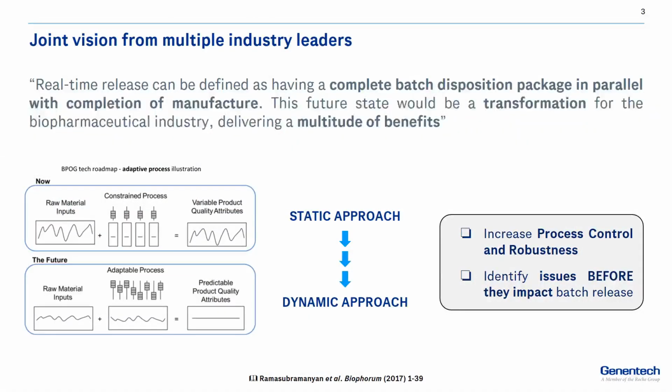This vision is a joint vision for multiple industry leaders. The goal is to implement the infrastructure that can allow to have a complete batch disposition package. For that, we will have to move from a static approach to a dynamic approach. In that sense, we will increase the process control and robustness, but also identify issues before they impact batch release.